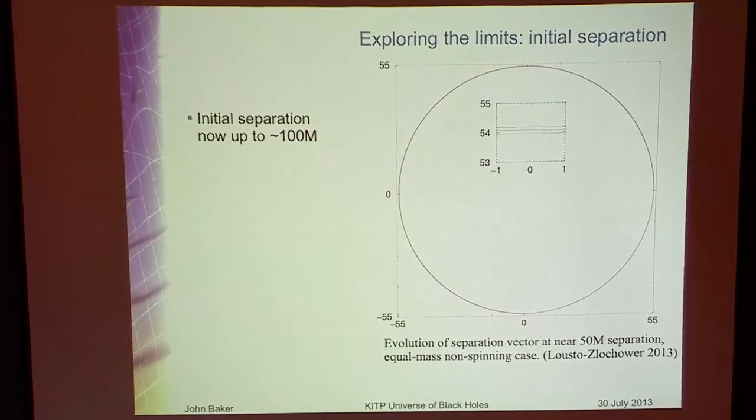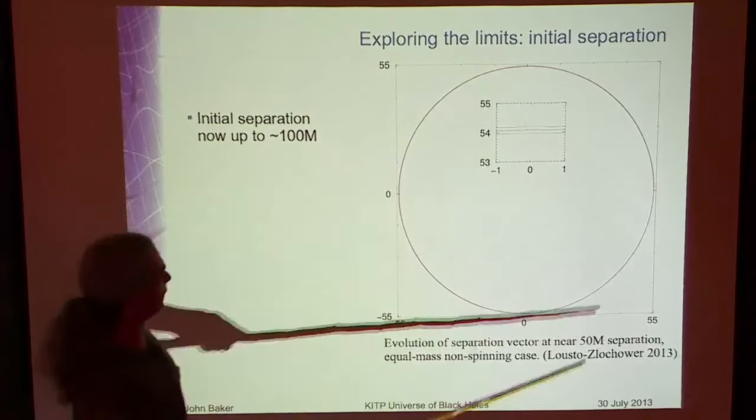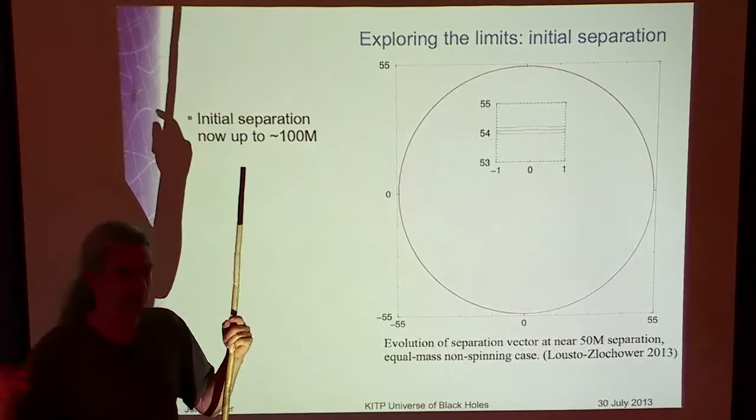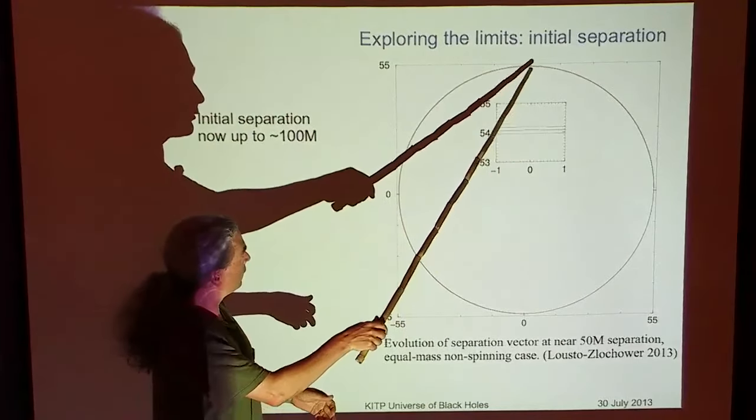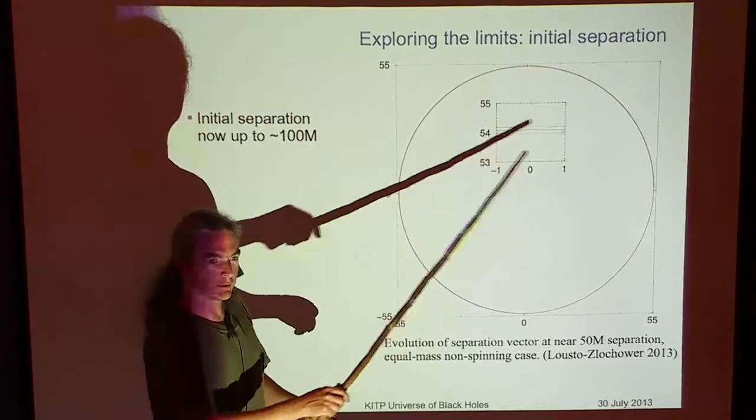I'm sorry. This is a trajectory, a separation vector evolving over time, and then this is just a zoom in, right up here, so you can see there's really three tracks that go around.